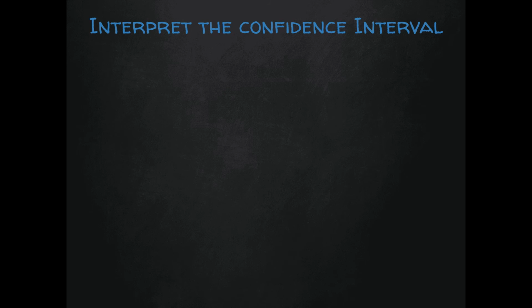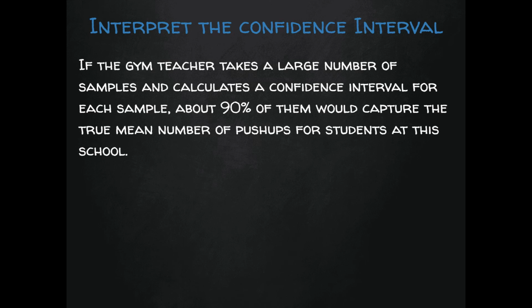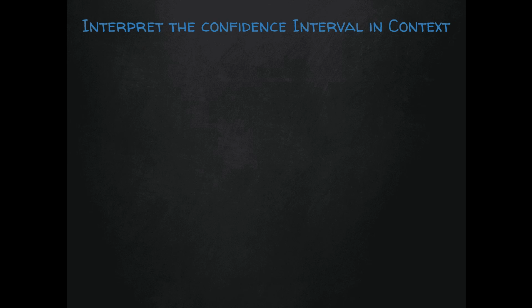Now, if we're going to interpret this confidence interval, we're going to say if the gym teacher takes a large number of samples and calculates a confidence interval for each sample, about 90% of them would capture the true mean number of push-ups for students at this school. That's what this confidence interval means. Now, this is just the technical definition. However, on the problems we do, we're going to have an interpretation in context. And we talked about this in class, but I thought it'd be good to reiterate here.